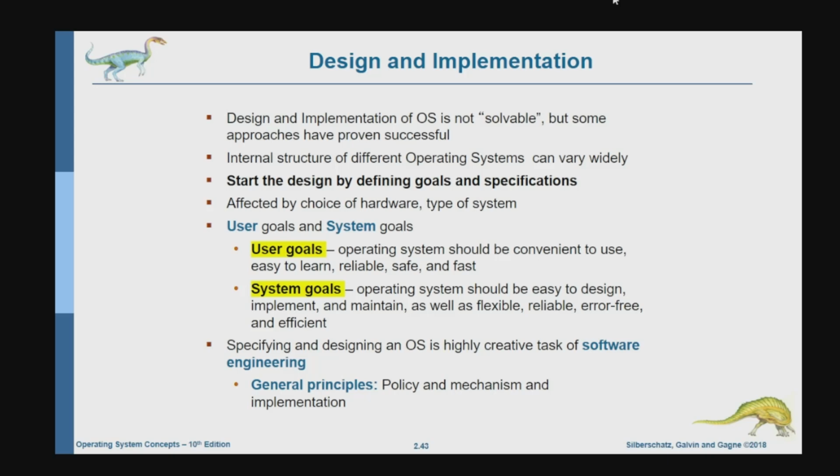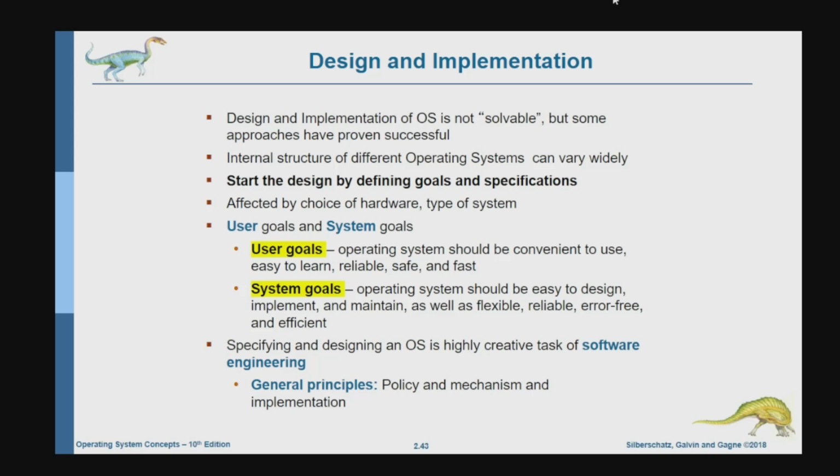Start the design by defining the goals and specifications. What are the goals that you want to achieve when you design the operating system? It is affected by the choice of hardware and type of system. So hardware also plays an important role when you want to design or run or execute your operating system.